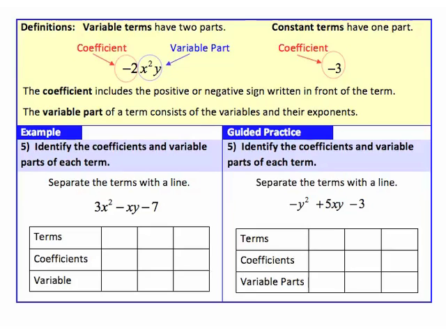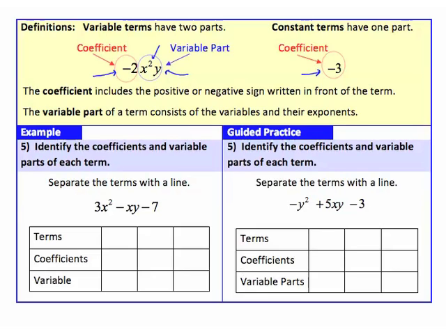Let's take a look at some more definitions. Variable terms have two parts. They have the coefficient, and they also have the variable part. Notice the coefficient also includes the sign on that term. Constant terms have only one part. They just have a coefficient, and again, we include the sign on the coefficient. The coefficient includes the positive or negative sign written in front of the term. The variable part of the term consists of the variables and their exponents. So if we look up here at the variable part of our variable term, we would include both the x and the y and also this exponent of 2 that is on the x term.